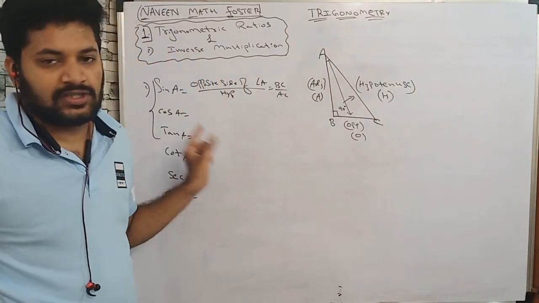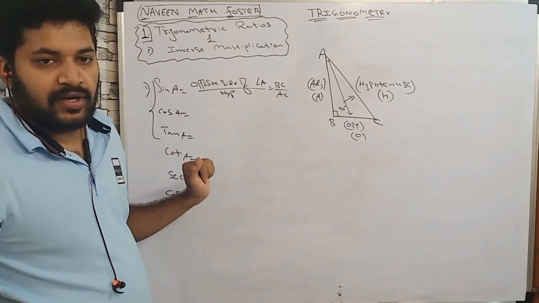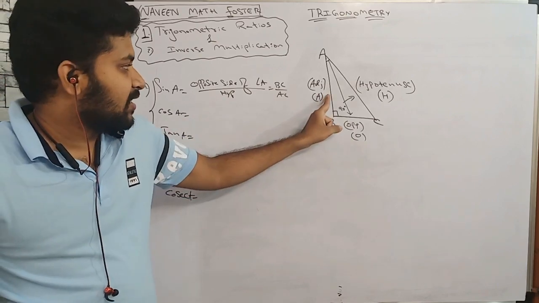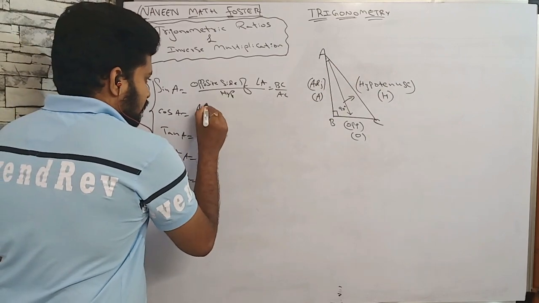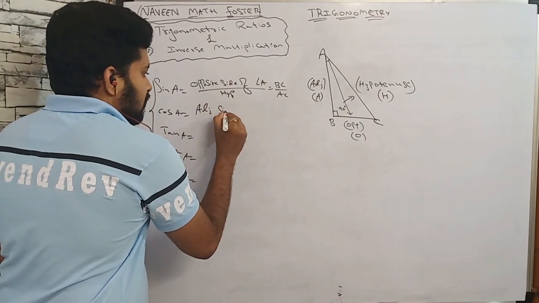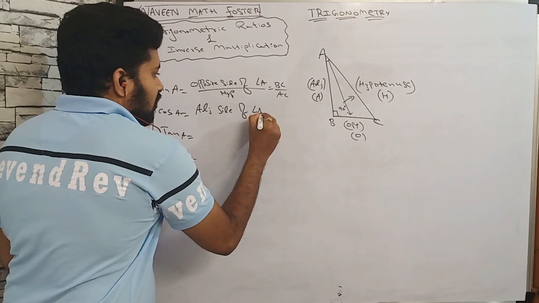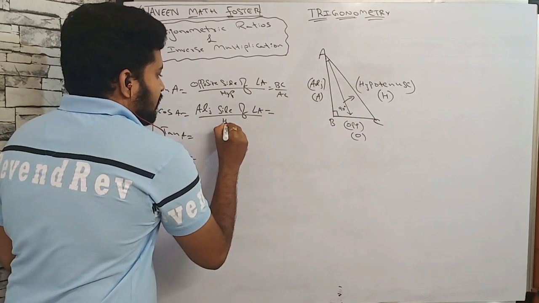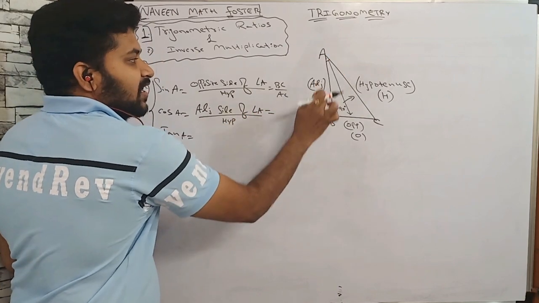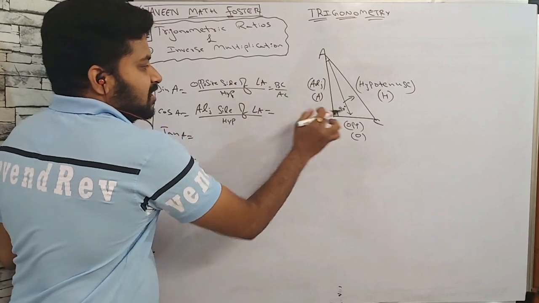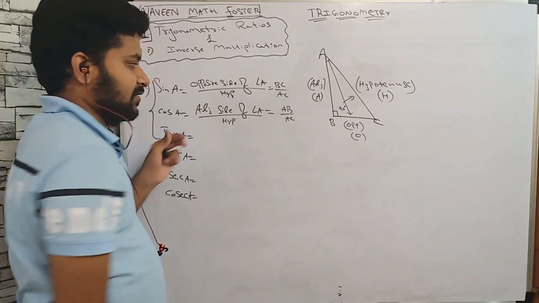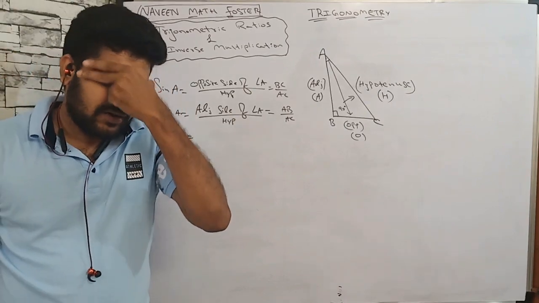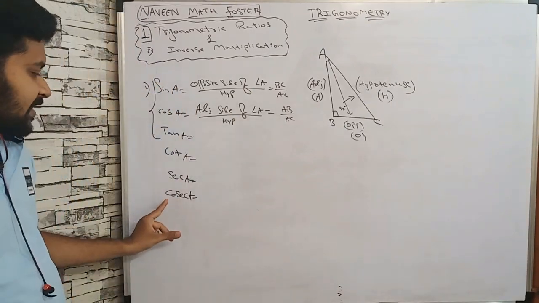And what is cos A? Same denominator, but only the numerator changes. That is the adjacent side of angle A by hypotenuse. What is the adjacent side of angle A? It is touching this angle A, that is AB. So AB by AC. If you remember sin and cos, they will be related to secant and cosecant.